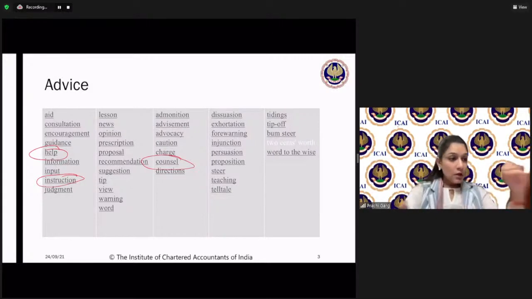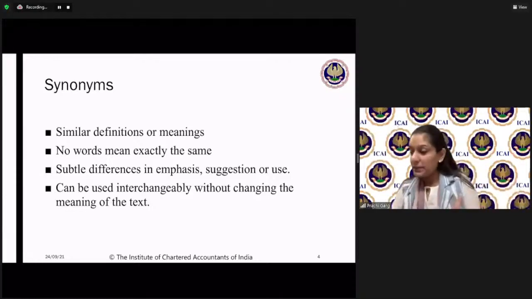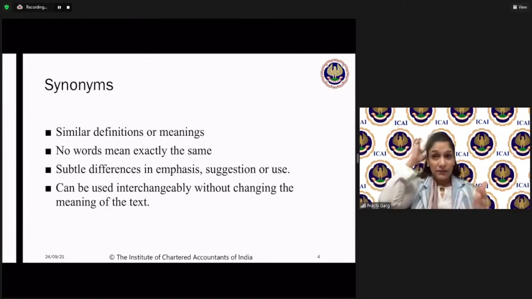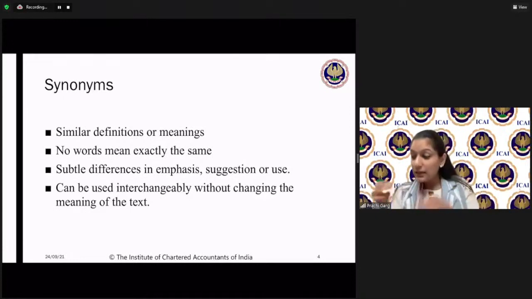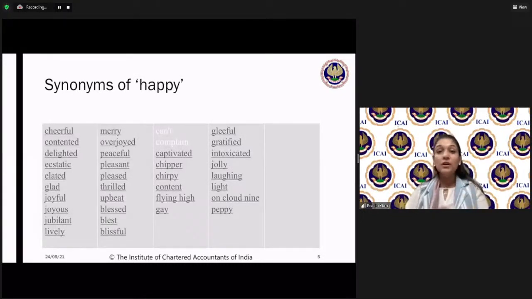Okay, so this is what synonym is about. They have a similar definition or meaning. No two words mean exactly the same; there are subtle differences in emphasis, suggestion, or use. Like I've just told you, there is a very small difference in what a word can emphasize, what it suggests, and how it can be used. They can be used interchangeably without changing the meaning of the text. Yes, you can use different words without changing the meaning.